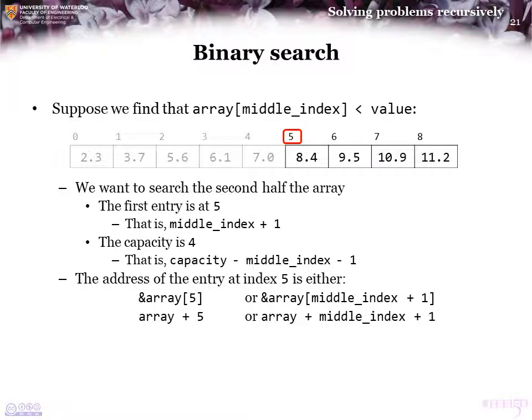Now, if you recall pointer arithmetic, you will also recall that we can calculate that address by just adding 5 onto array, because when pointer arithmetic occurs, it doesn't just add 5 onto the address, it adds 5 times the size of each entry of the array. So if this is an array of double, it would actually add 5 times 8 onto the address of the array itself. So we could alternatively, and just as correctly, calculate array plus 5, or more generally, array plus middle index plus 1.